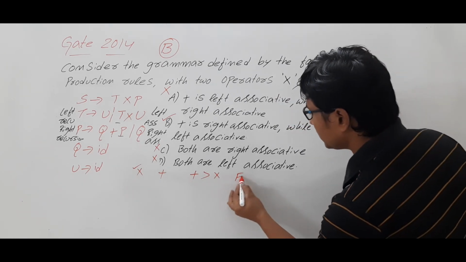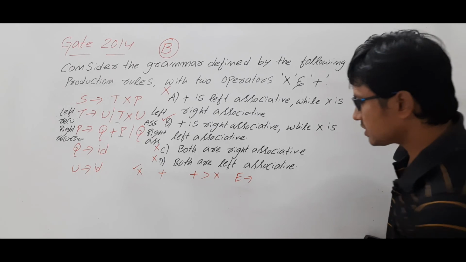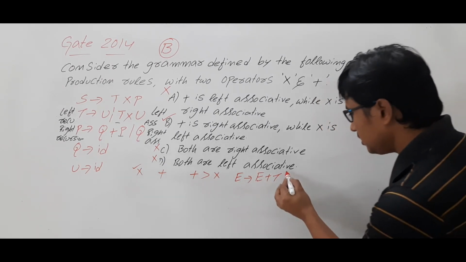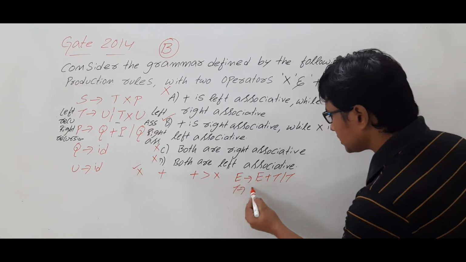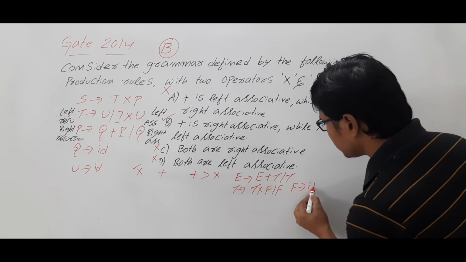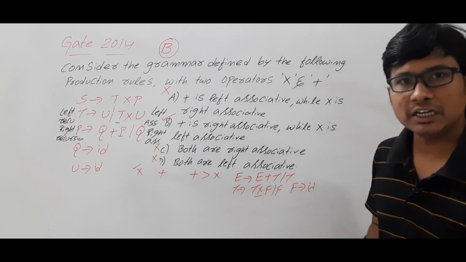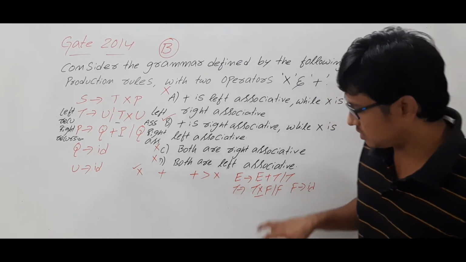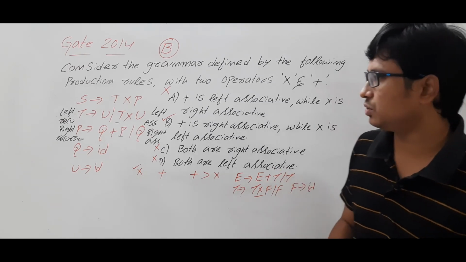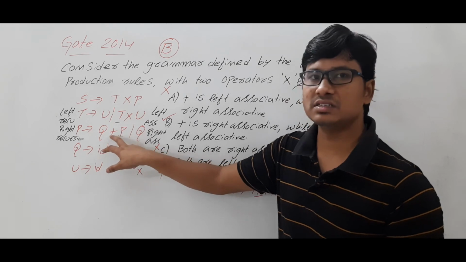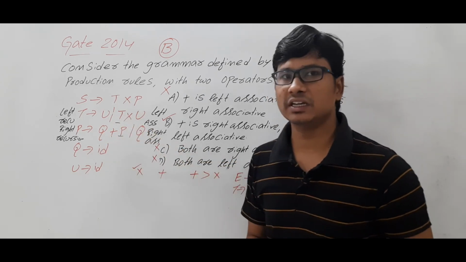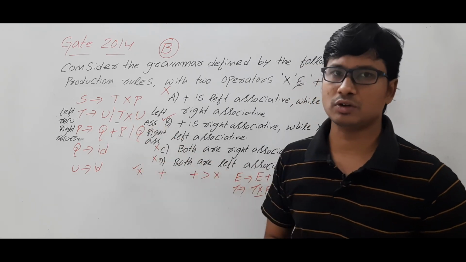When I converted the ambiguous grammar to unambiguous grammar, I converted it as E derives E plus T or T, T derives T star F or F, and then F derives ID. Am I right? So I defined multiplication at the bottom. So here multiplication has the highest priority as compared to plus, whereas in this one plus has the highest priority as compared to multiplication. Sometimes in GATE they may ask questions related to this concept also.